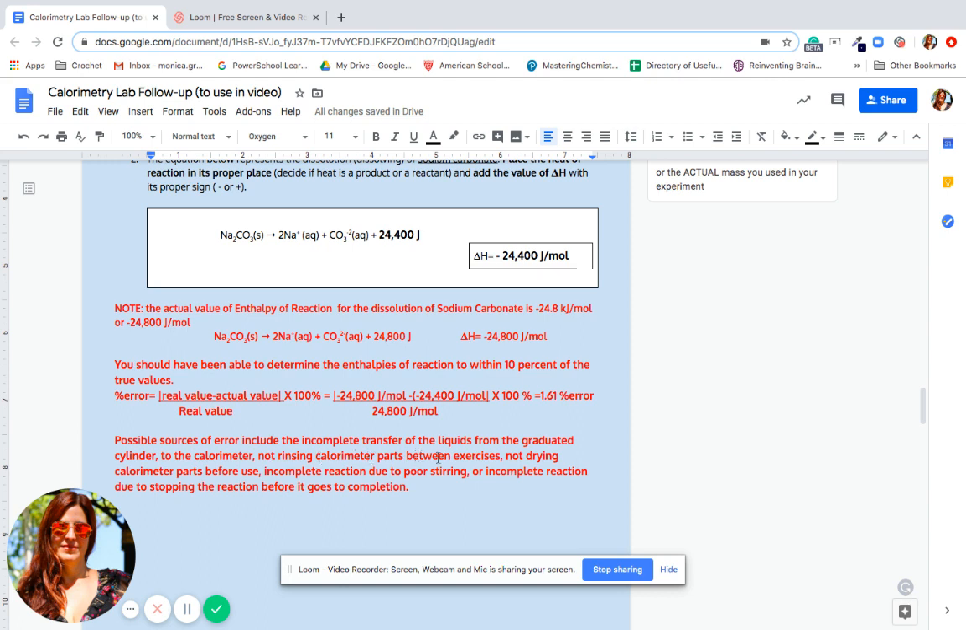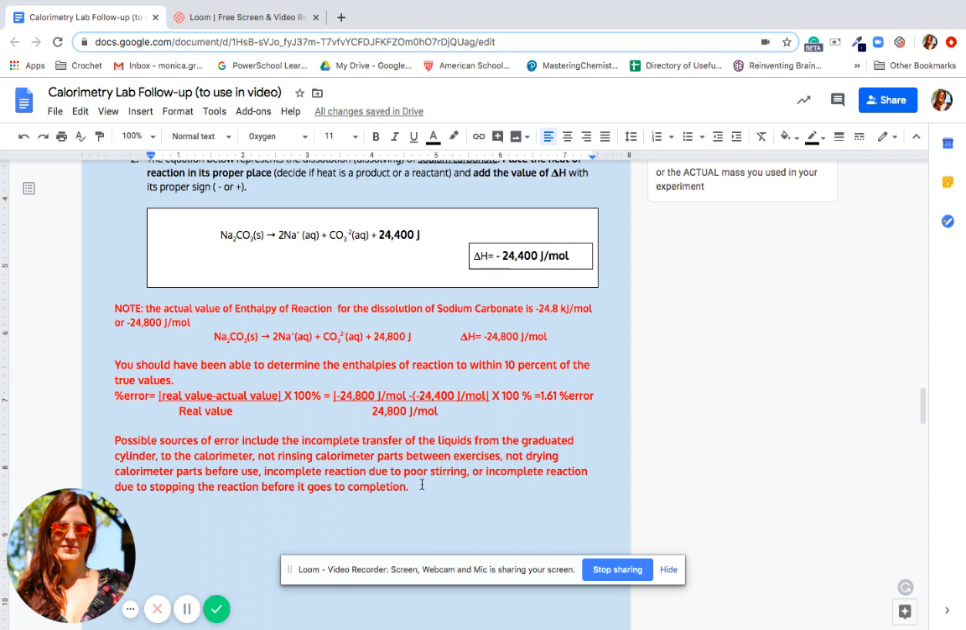Not rinsing the calorimeter parts between exercises. If there was a salt there of sodium carbonate and then you did the sodium bicarbonate, that could affect it as well. If your calorimeter was not dry, then you have more water that you're not considering. Or if you didn't stir correctly, the reaction didn't go all the way to completion. Or if you stopped the reaction before it went to completion.